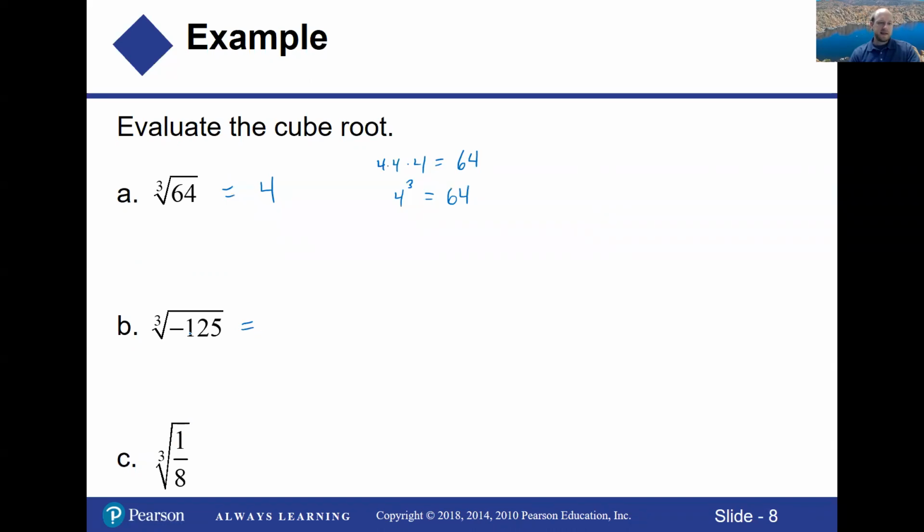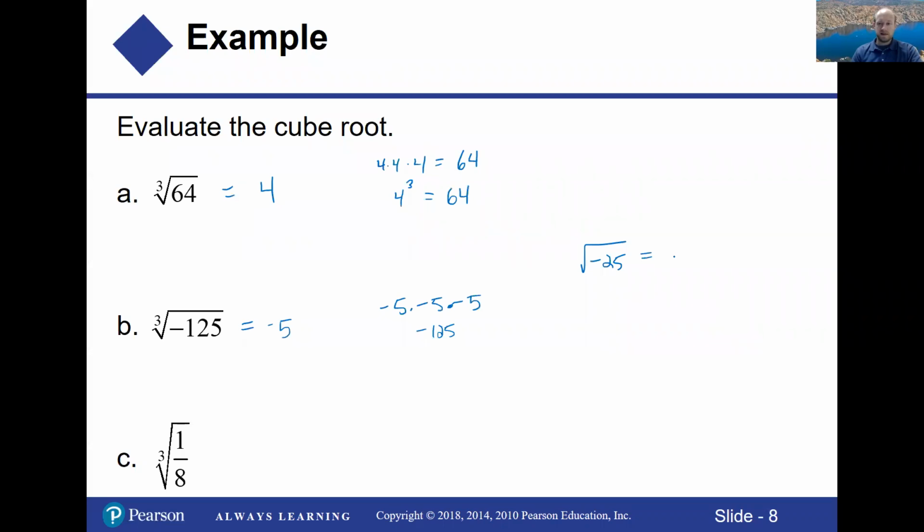So the next one, we have the cube root of negative, in this case, 125. And in this case, it is okay to have negative numbers here, okay? So we can do -5 times -5 times -5. That gives us -125. So the cube root of -125 is in fact -5.